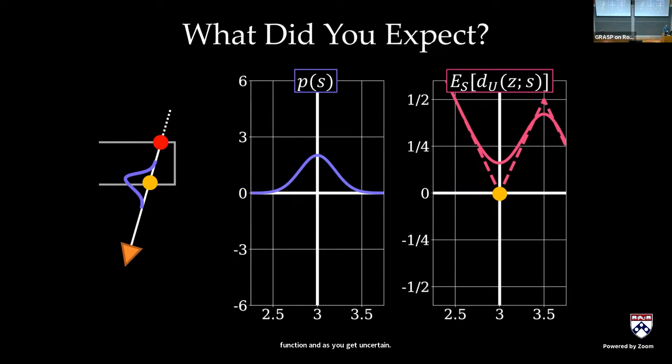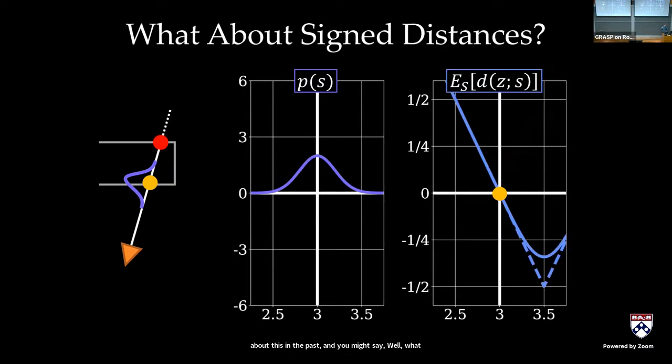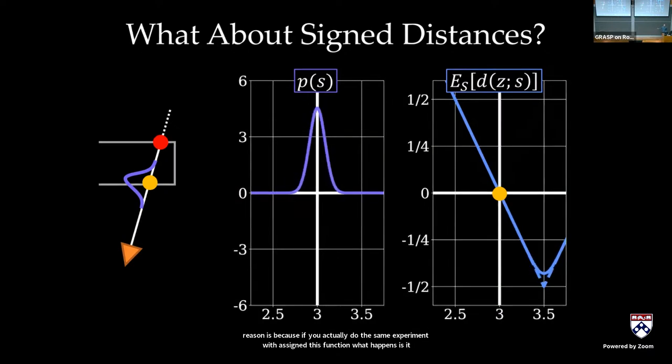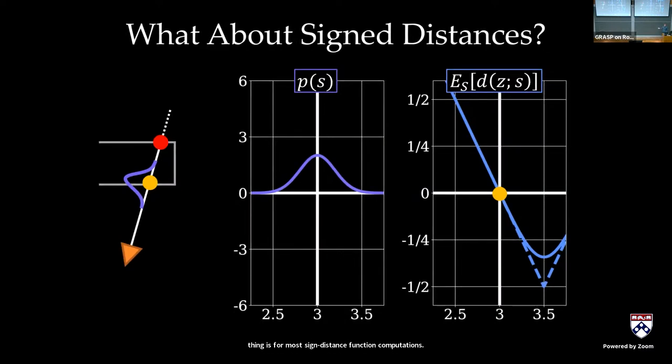And so you might ask, well, fine, you did all this math, so why don't we know about this in the past? And you might say, well, what about using a signed distance function? Why don't people talk about this? The reason is because if you actually do the same experiment with a signed distance function, what happens is it gets all messed up in between the intersections. But for most signed distance function computations, you care about the intersections. So the network will produce all sorts of junk in the middle of your shape, but the actual intersections are largely untouched, because the positive and negative components are canceling out.